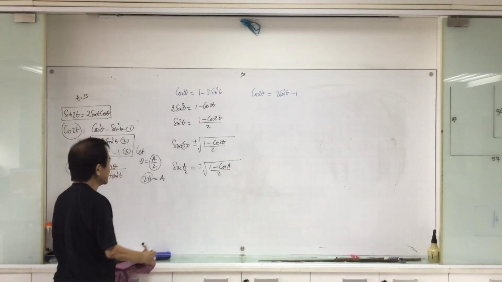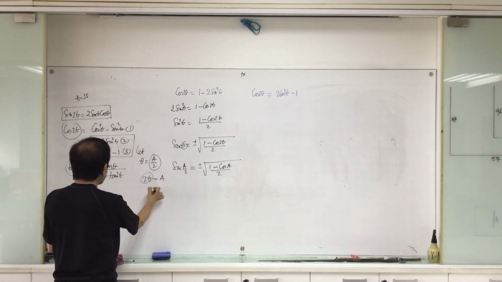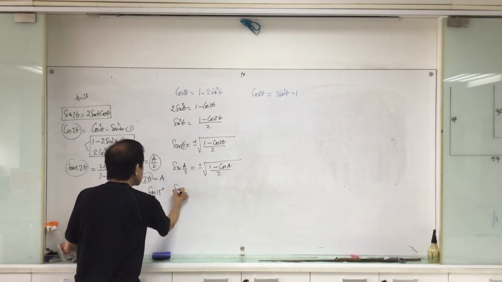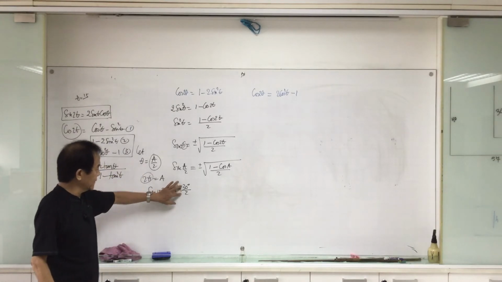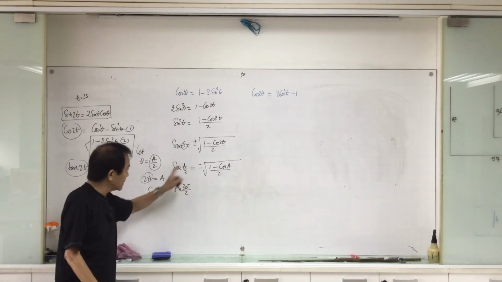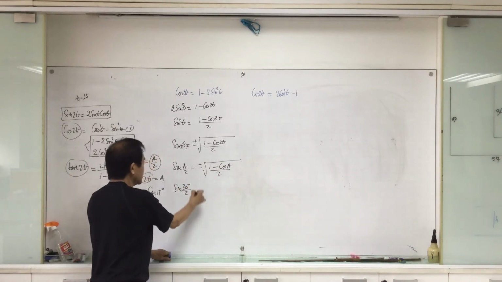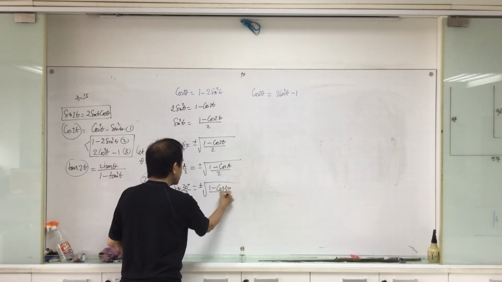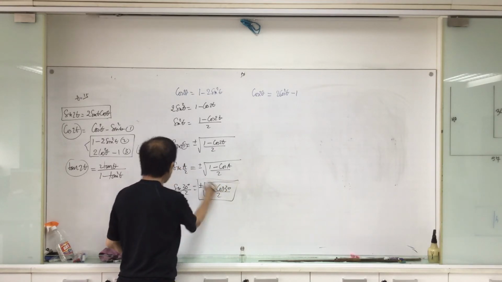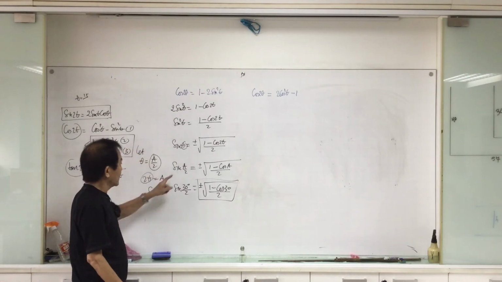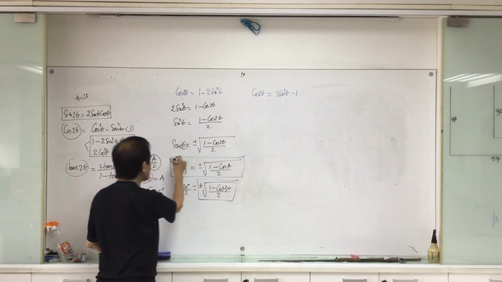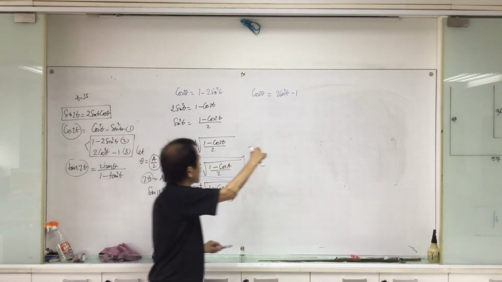So what's the big deal? If you want to find sine of 15 degrees, you can change it to sine of 30 degrees over 2, right? 30 divided by 2 is 15. Now a becomes 30, then you plug 30 right here. So it equals plus or minus the root of (1 minus cosine 30 degrees) divided by 2. And you have the formula for sine a over 2. This is the half angle formula you're looking for.